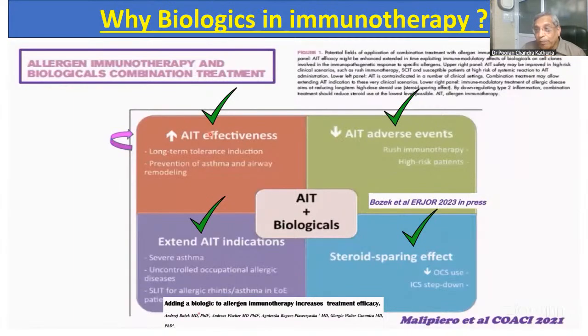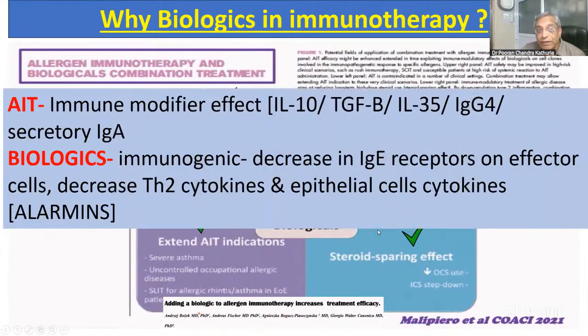There are 4 potential positive points. Combining AIT and biological increases the AIT effectiveness, decreases AIT adverse events, extends AIT indications, and has a steroid sparing effect. AIT as well as the biologicals are synergistic as well as additive in effect.